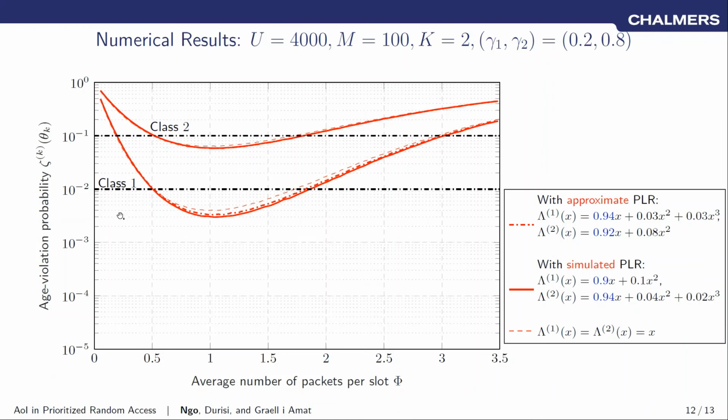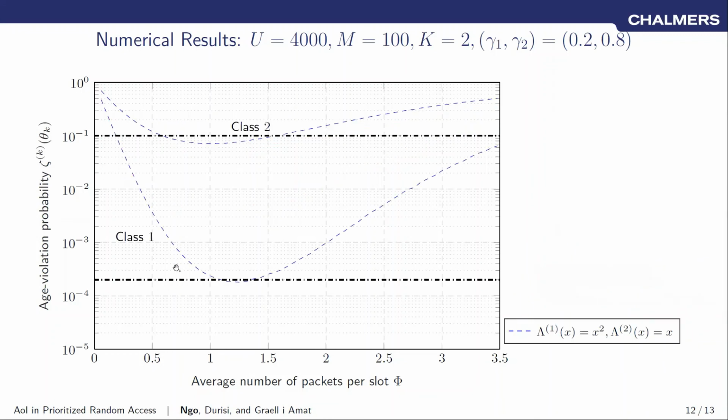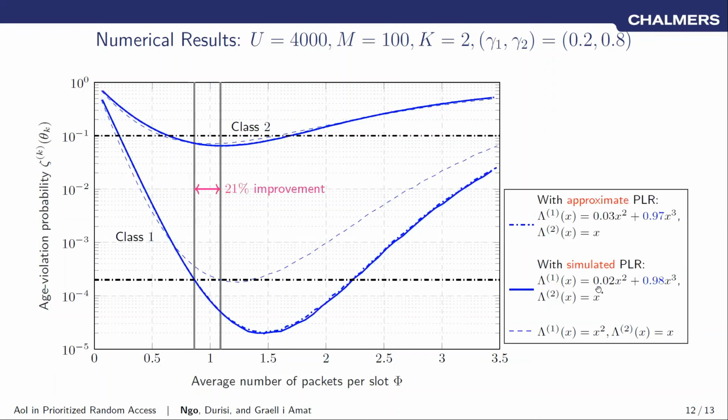However, if we make the requirements more stringent, say 2 times 10 to the minus 4 for the first class, then degree 1 is not enough. We need to use higher degree. So let's use degree 2 for class 1. In this case, we can satisfy the requirements for both classes. However, we can do better than that. We can optimize the distribution. Here, again, the optimized distributions with either simulated or approximate bucket loss rate are similar, and they bring 21% improvement.